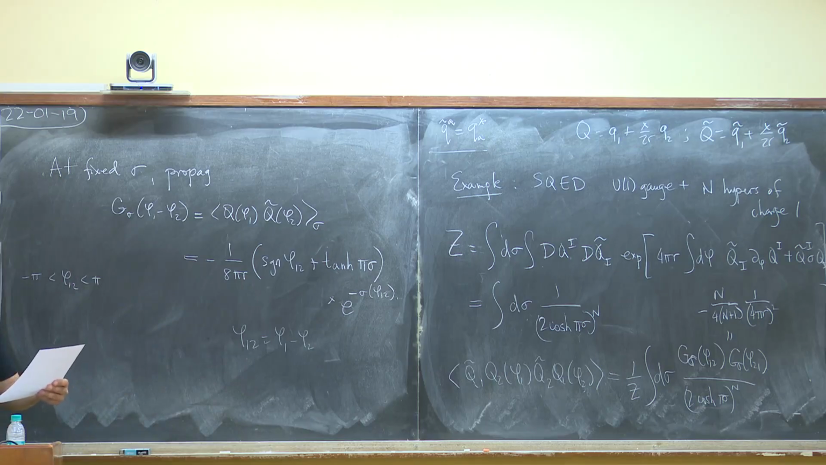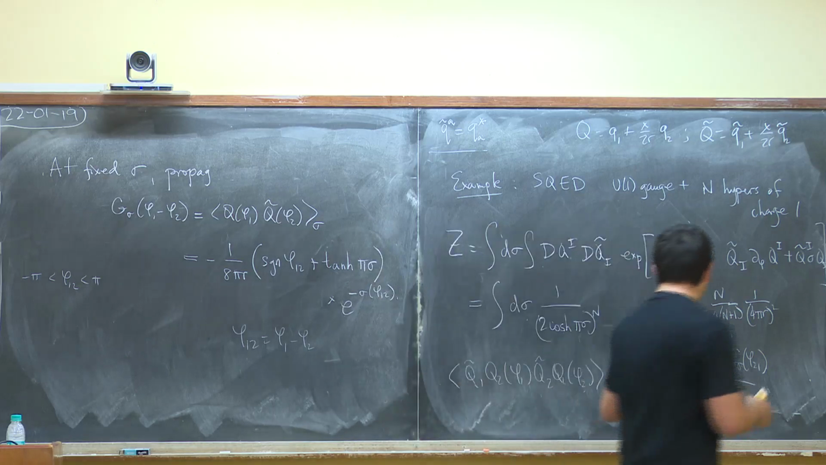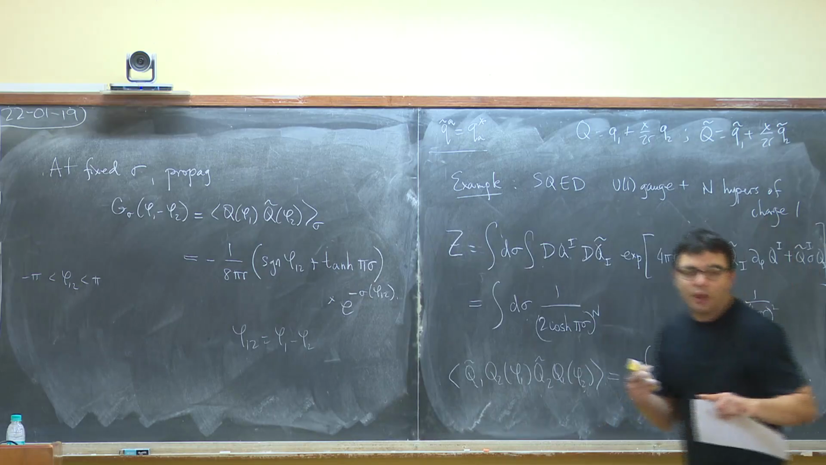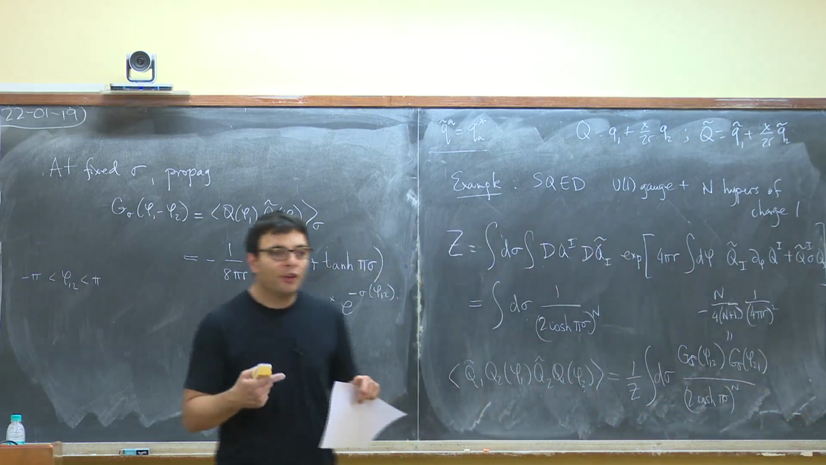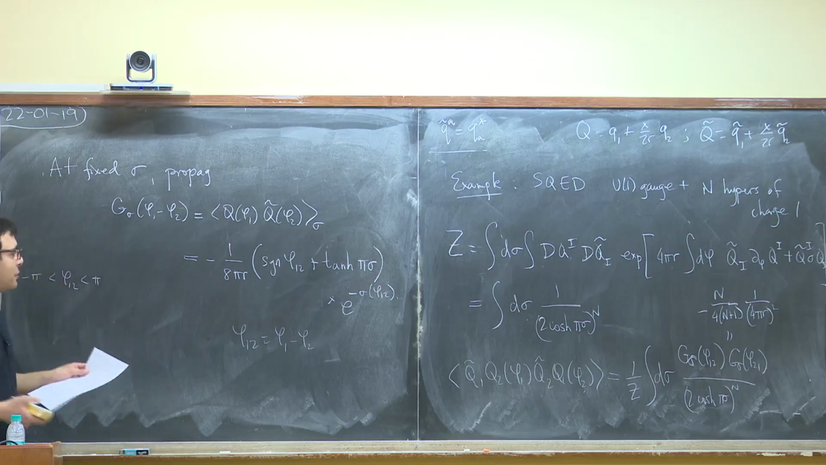This last formula looks like Wick's theorem, although your theory is very complicated. Yeah, but there is Wick's theorem at fixed sigma. Because at fixed sigma, the theory is Gaussian, so I can use Wick's theorem. And then I just have to do the integral over sigma, and that's slightly non-trivial.